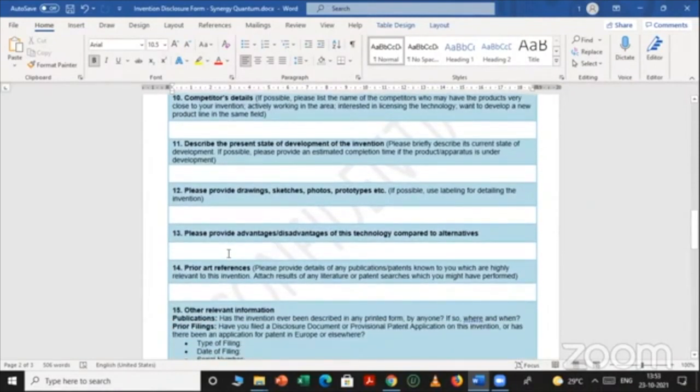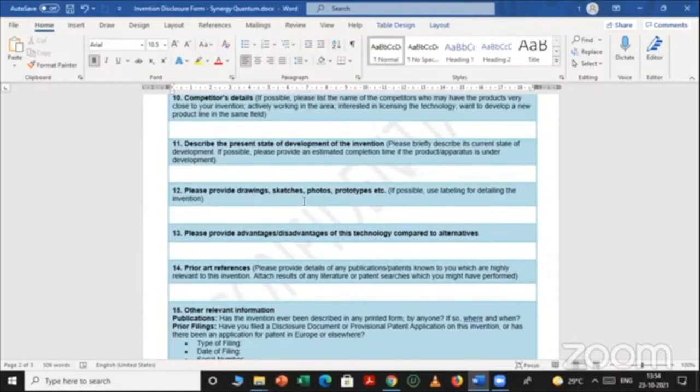Then the 12th point is very important, and based on my personal experience, I have noticed most inventors and researchers shy away from providing this information: the drawings, sketches, photos, or prototypes related to their invention. Last year I did a quick survey with some of our clients, and I asked them why they do not provide their diagrams, sketches, photos, or prototypes. They said that they fear their invention, the novelty, or the research material will get leaked.